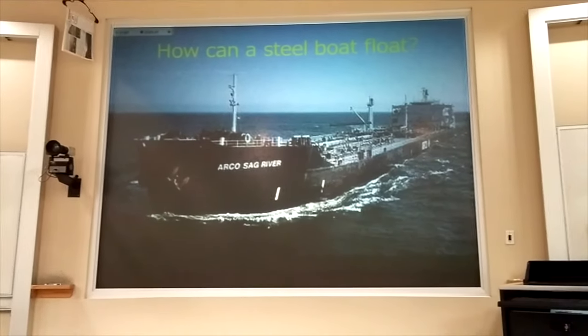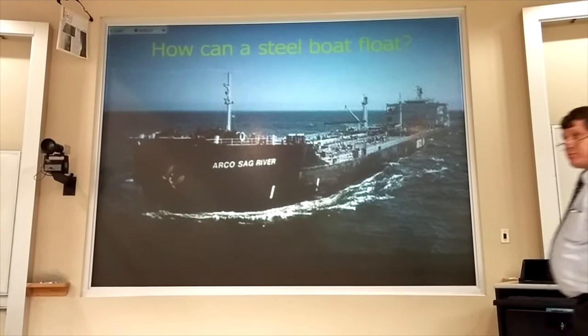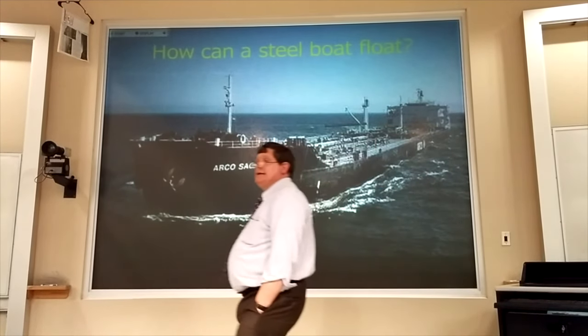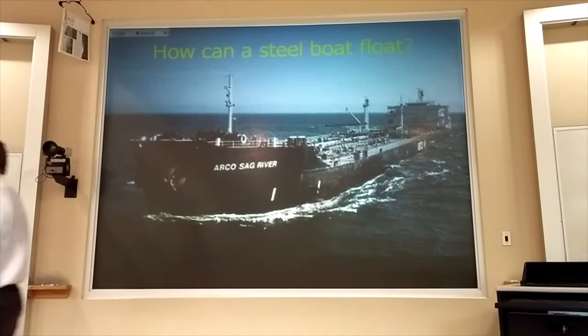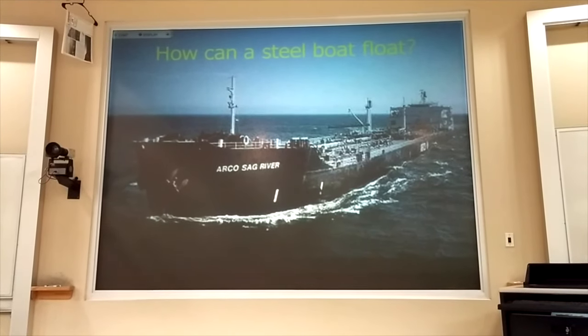Okay. Now, that ship. You understand Archimedes' principle. We just talked about it. Is that a sinker or a floater? It's made out of steel. A sinker or a floater?